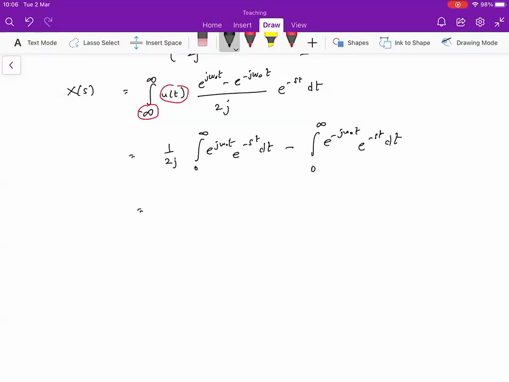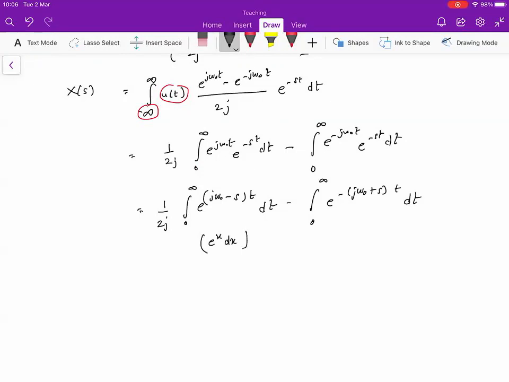Let me just do it properly. So 1 over 2j, and this integral is going to be integral 0 to infinity e to the (j omega naught minus s)t dt, minus integral 0 to infinity e to the (minus j omega naught minus s)t dt. And so this is of the form essentially e to the x dx. That's what you see over here.